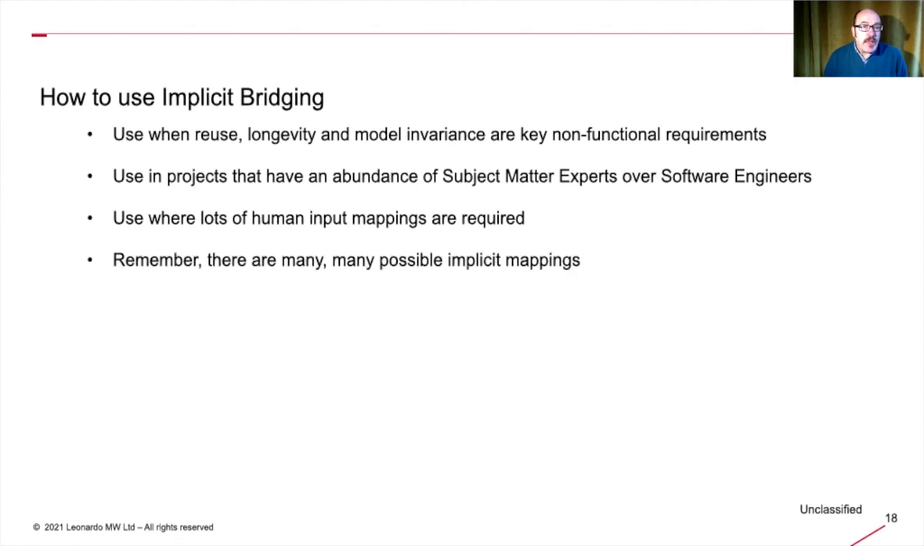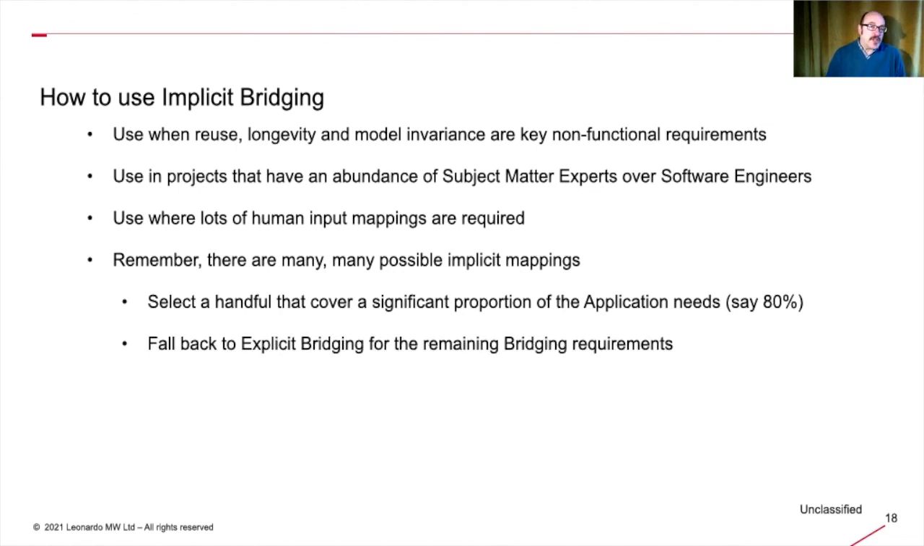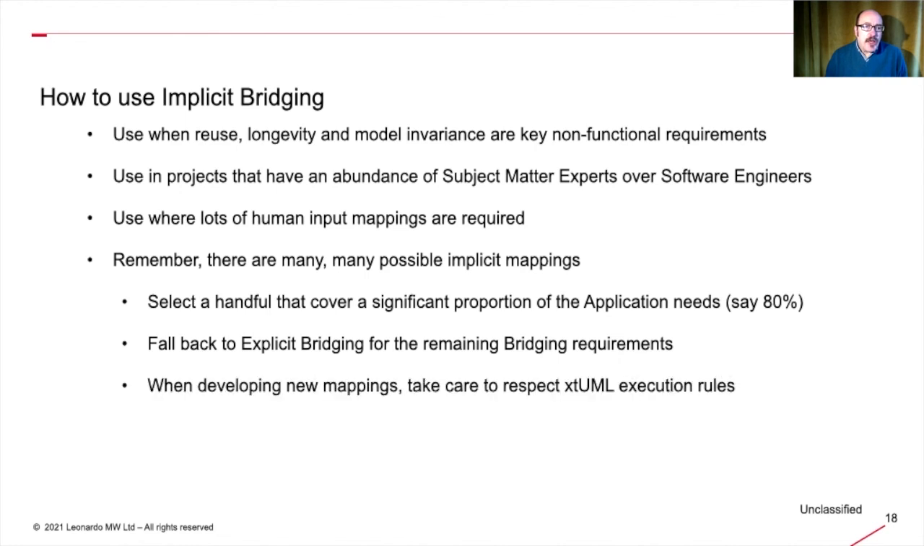Always remember that there's many possible implicit mappings. We've mentioned two in this talk, but there's actually a lot more possible ones. So you would select a handful that covers a good proportion of the application needs. I'm suggesting 80%, and then you cover the remaining 20% by falling back to explicit bridging. Nothing wrong with explicit bridging, as I've said before, just not quite as good at maintaining domain decoupling. So when developing new mappings, take care to respect xtUML execution rules, and the best way of doing that is, where you've got a bridged value, treat it in the client domain as read-only. Otherwise, well, you can imagine what can happen.